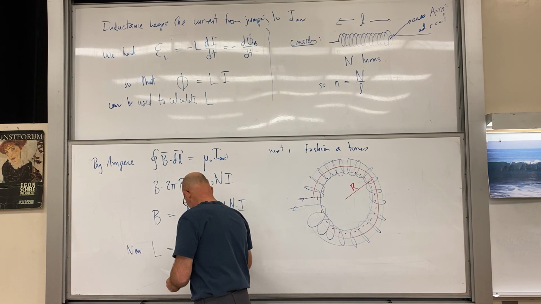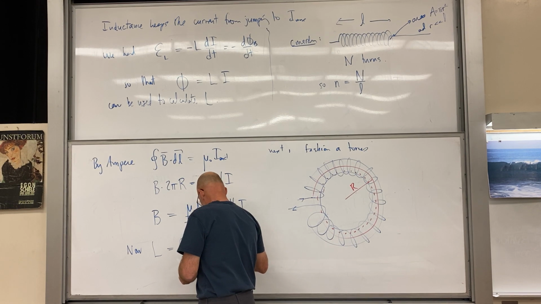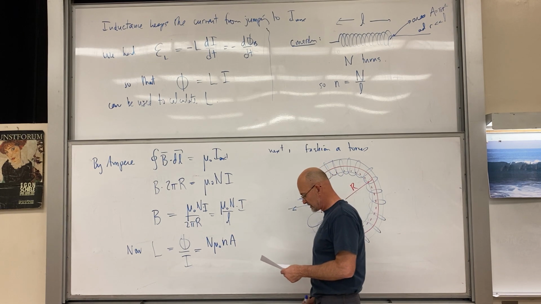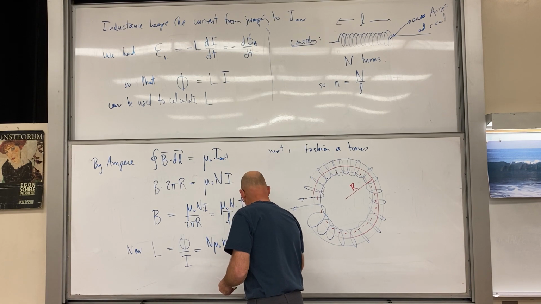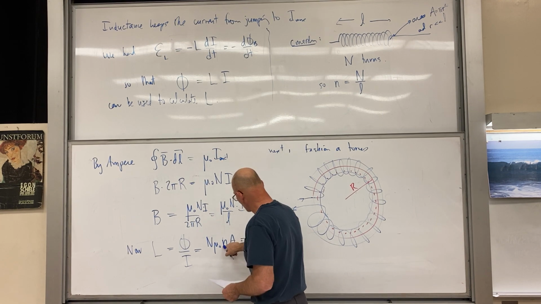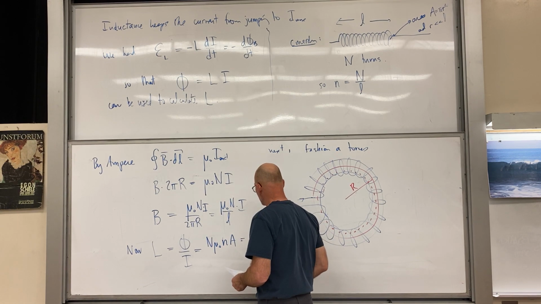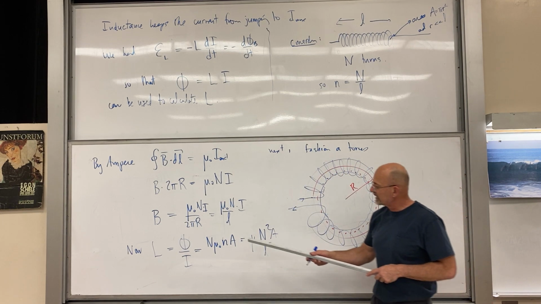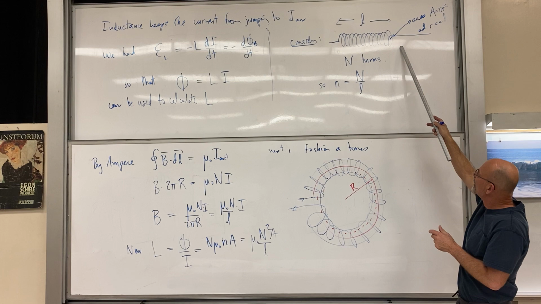So I have n mu naught n A. I had the I and the I canceled. So that would be mu naught n squared, and I'll divide by the L there, A over L. Okay, so that's pretty good, right? So this is the inductance of this thing here.